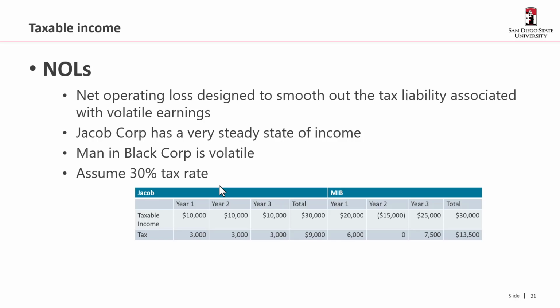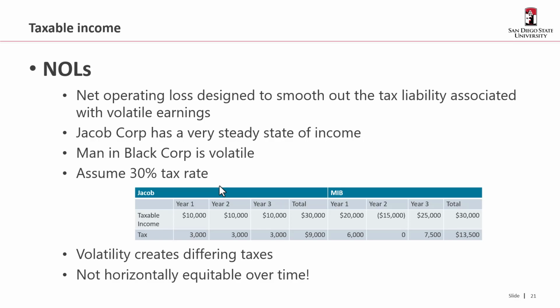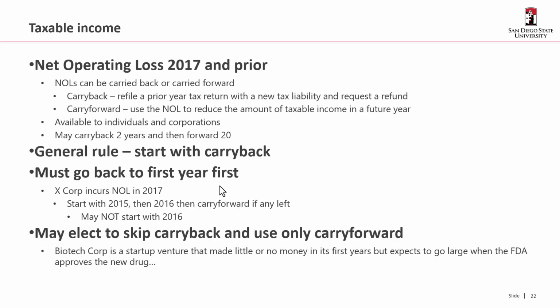But if you look at Men in Black, if it weren't for the NOL, they have 20,000 of income in year 1, so they pay 6,000 of tax. Then in year 2, they have a giant loss, so they pay no tax. Then in year 3, they're back to 25,000 and pay 7,500 in tax. So even though across the 3 years the total taxable income is the same, without a net operating loss provision, Men in Black is actually going to pay more in taxes over those 3 years. So because we want to try to create some horizontal equity across time, we have the NOL.